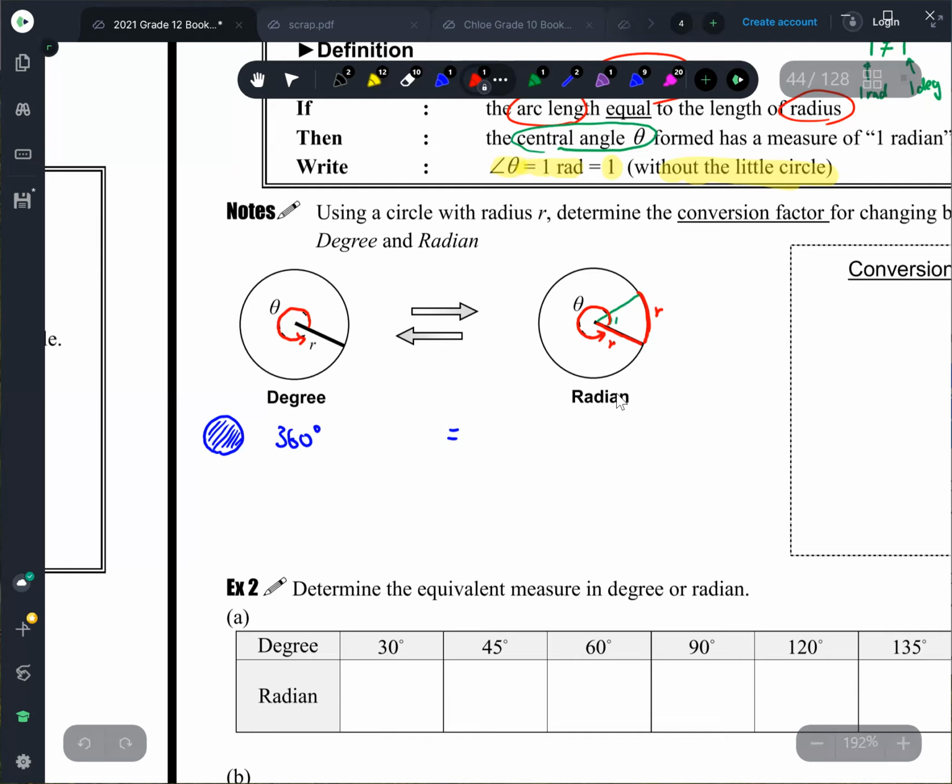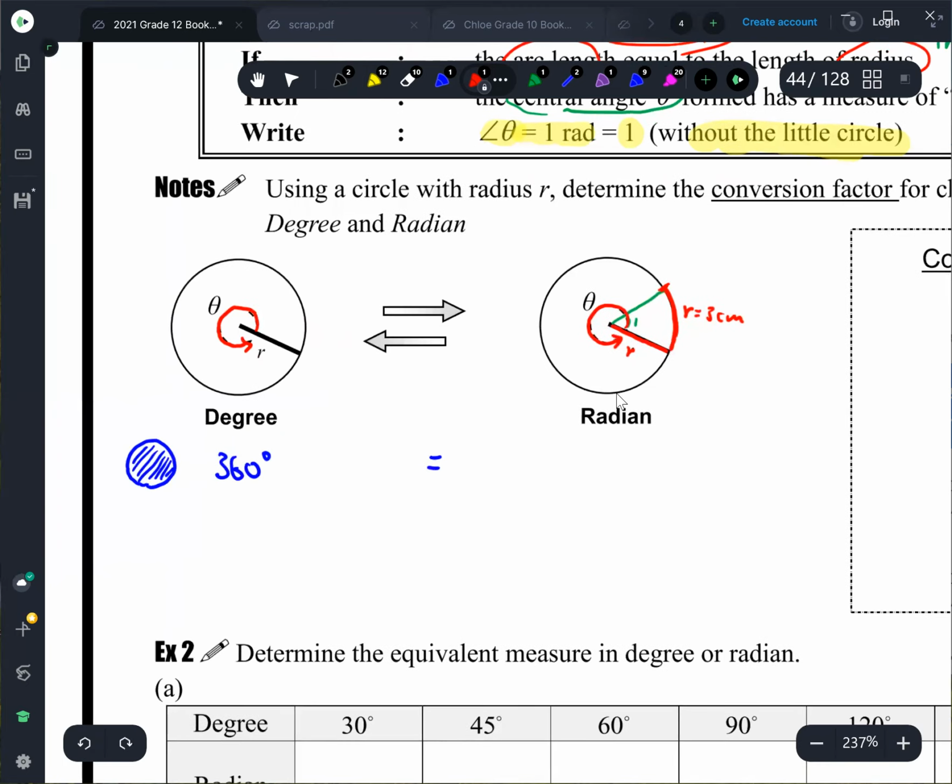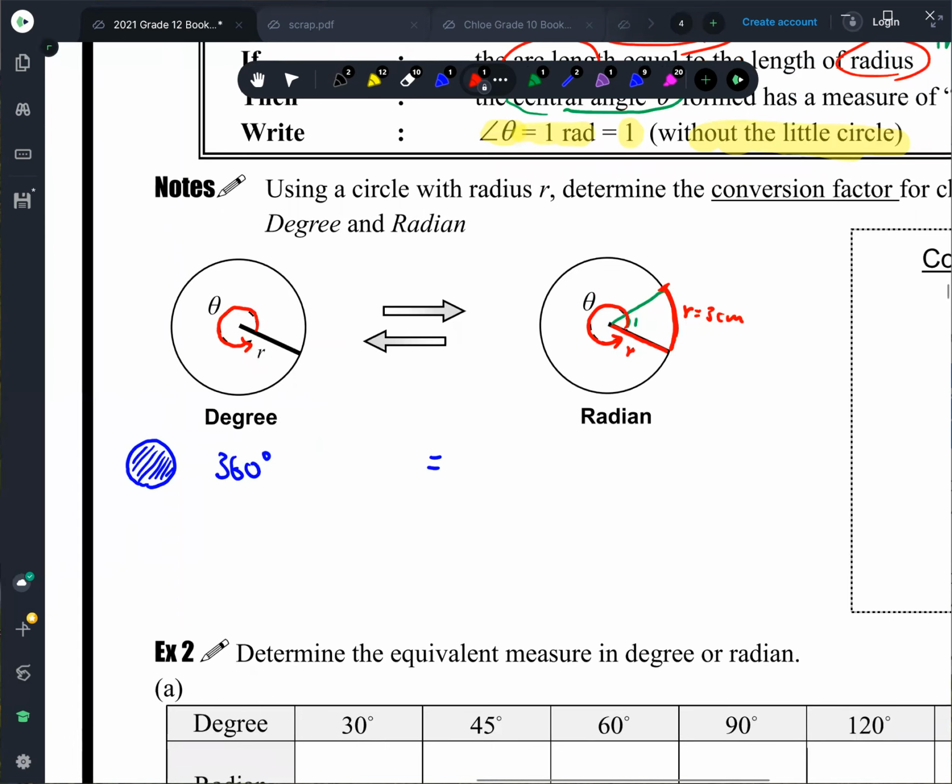Right, so we can use the 3 centimeter as our example. Let's say if it's 3 cm, how many 3 cm can fit on the circumference? Because every time you fit a 3, it will be called 1 radian. Okay, can anyone estimate around how many 3 I can fit around the circle? Approximately how many? Anybody?